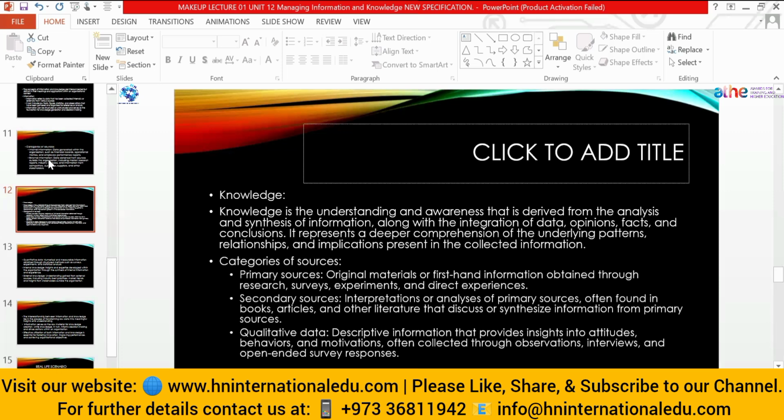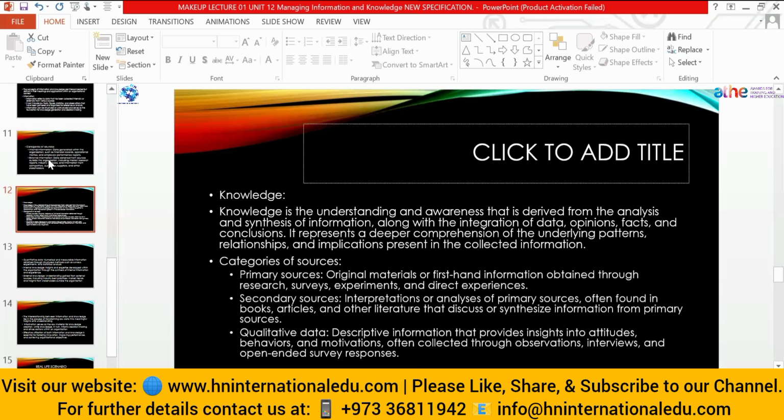Categories of the sources: primary, secondary, qualitative. Primary is original material or first-hand information obtained through research, surveys, experiments, and direct experiences. We discussed that everything which is first-hand and brand new could be in the form of a survey, open-ended or close-ended. It depends. In a close-ended survey you are not able to answer back, but you can only give answers on a scale of 10 or choose an option, as in conducting different experiments.